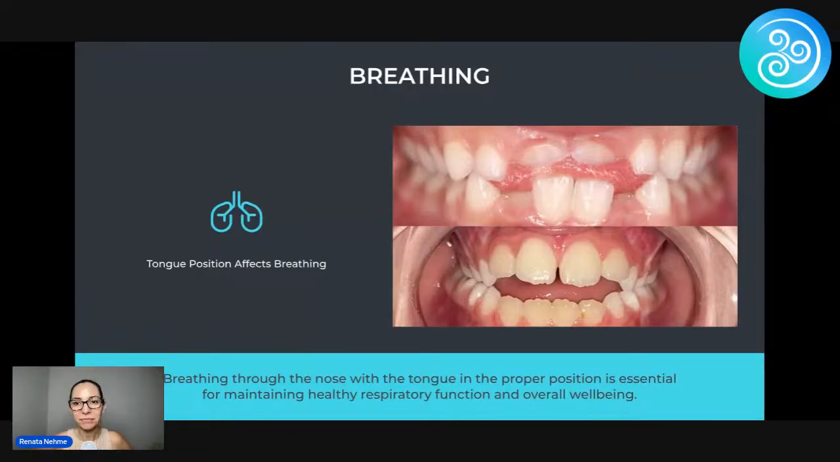Okay, good. So the first one is breathing. And here I have a couple of photos. Can you guys tell me what is the difference between these 2 patients? Anybody?